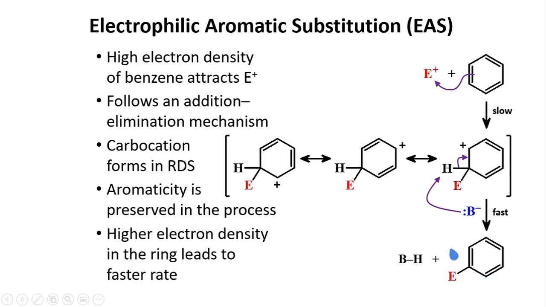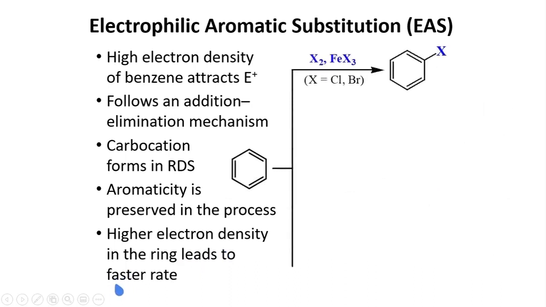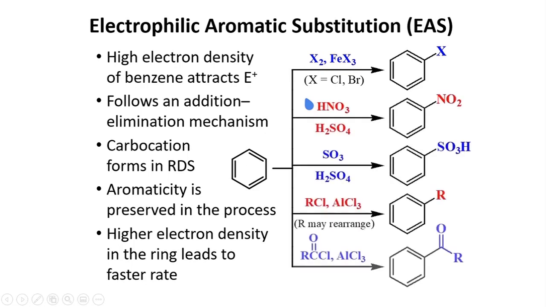Since the first step is the rate determining step, if the electron density of this ring system is increased, then it will be more reactive to electrophiles, and the rate will increase. Thus, high electron density in the ring leads to faster rate. And so, we have established several reactions under electrophilic aromatic substitution. These reactions will be discussed in later slides.